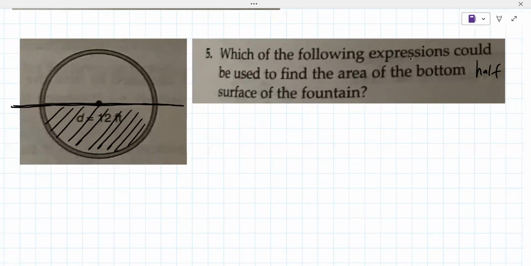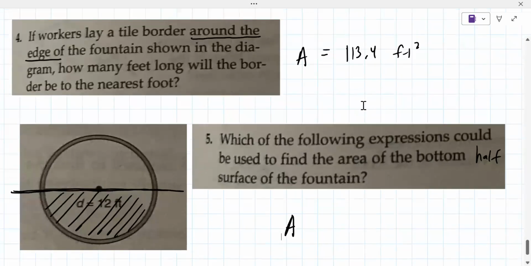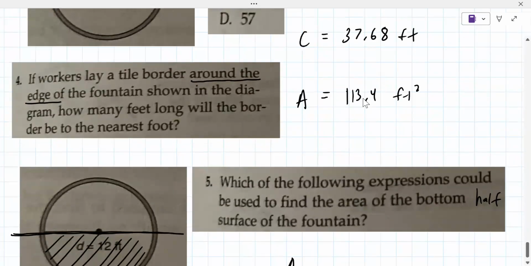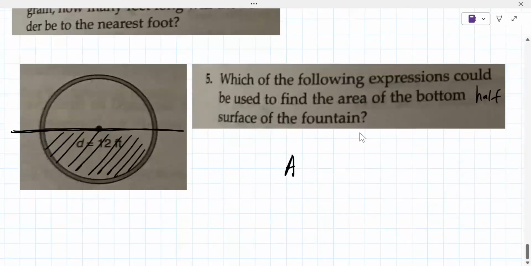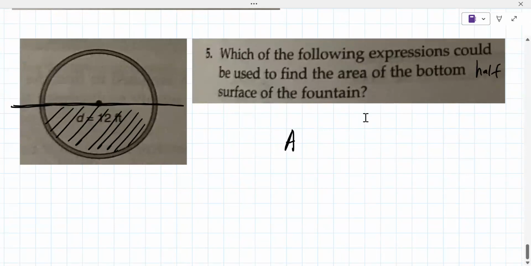So do we just take the area that I got and divide it by 2? Yeah. What did I get for the area again? Right here, 113.4. 113.4 divided by 2. So 56.7. Sure. Yeah, that would be correct. All right.